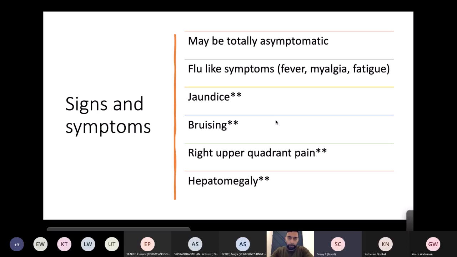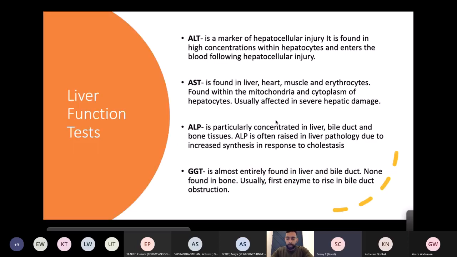Right. So that's the signs and symptoms. But in terms of reviewing liver function based on tests, it might be called a liver panel or liver function test. There's a few more, but four I'd like you to focus on and really get to grips with.